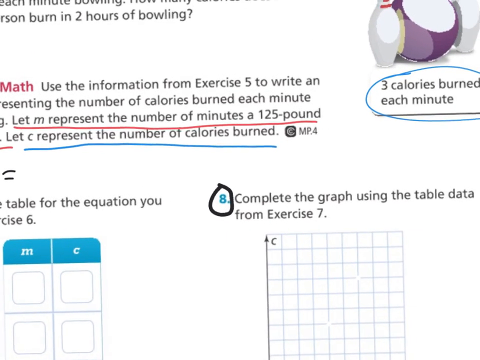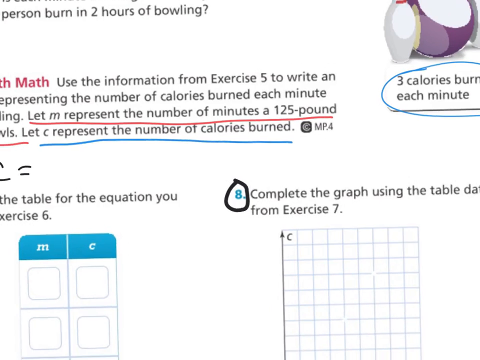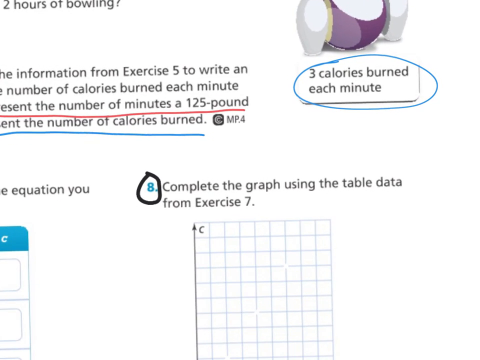And again, they're saying if we burn 3 calories every minute, well, let's just think of some examples then. Calories in minutes. If we bowled for 1 minute, wouldn't be very long bowling. 1 minute we would burn 3 calories. 2 minutes we would burn 6 calories, and so on. 3 would be 9. Okay?